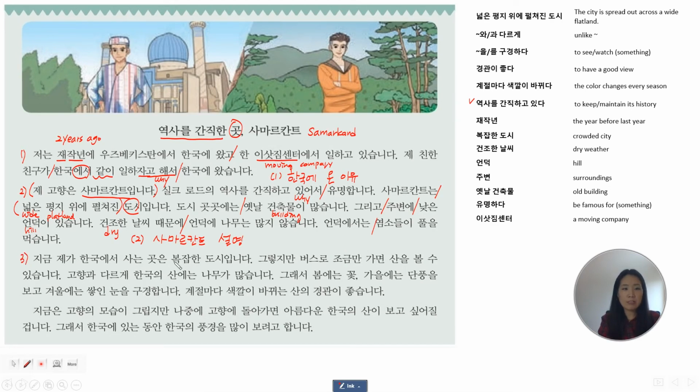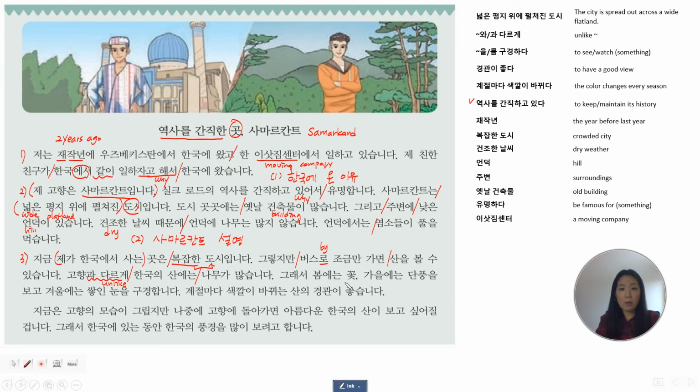지금 제가 한국에서 사는 곳은 the place where I'm living in Korea right now. 복잡한 도시입니다. It's a crowded city. 그렇지만, however, 버스로 조금만 가면, if you go a little further by bus, 산을 볼 수 있습니다. You can see the mountain. 고향과 다르게, 무엇과 다르게, unlike hometown, 한국의 산에는 나무가 많습니다. There are a lot of trees in the mountain in Korea.